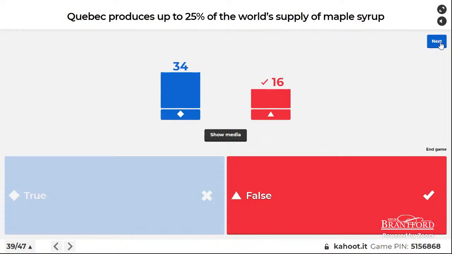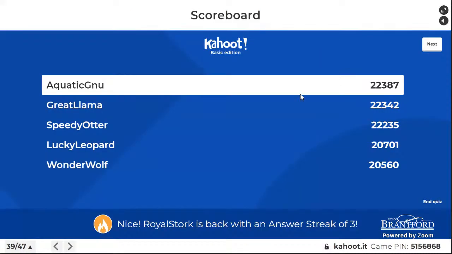It looks like 16 players knew that, so they're going to get quite a boost in points here. Oh, and looks like Glowing Hen got that one, so has moved back up into fifth place. And then Royal Stork is back in the game with an answer streak of three in a row. Way to go.